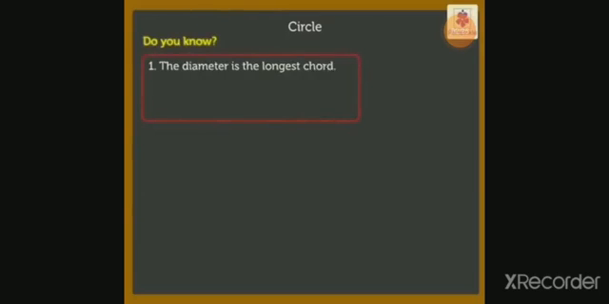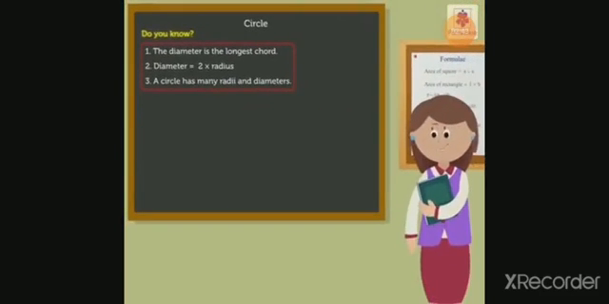The diameter is the longest chord of the circle. Diameter is equal to 2 into radius. So, one diameter includes 2 radius, and a circle has many radius and diameter.